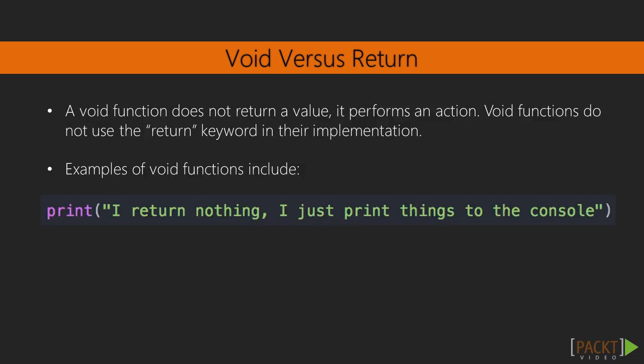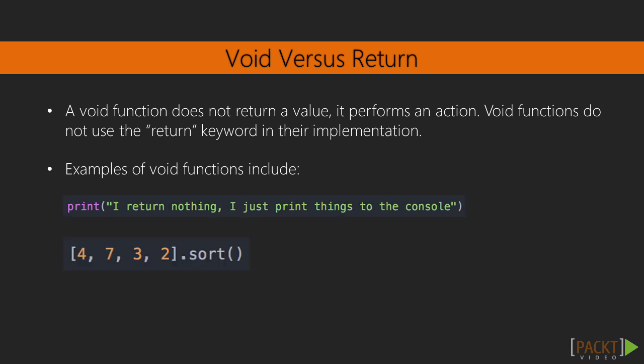So a void function does not return a value. It simply performs an action. In void functions, you will never see the keyword return. Examples of void functions we have already been using, one of them, for instance, is the print function. It doesn't return anything, it just displays something to the console. You would not assign a variable to the print function.